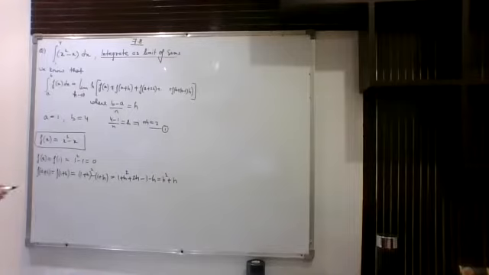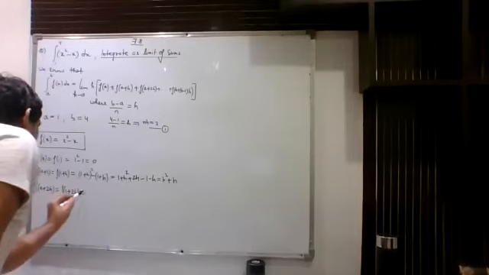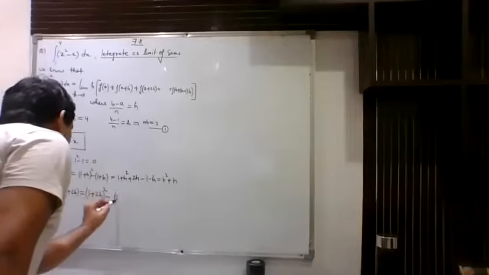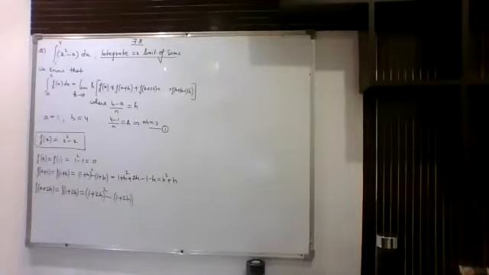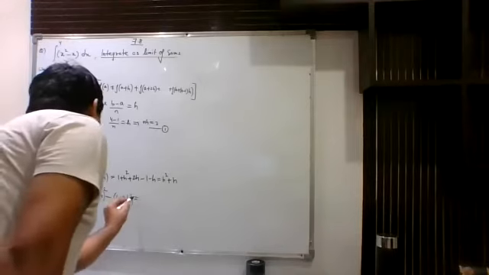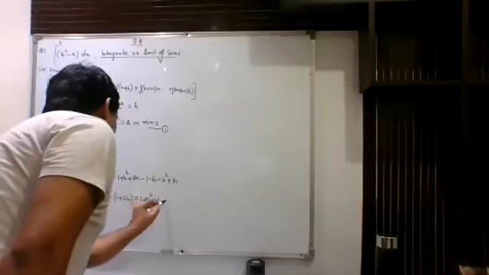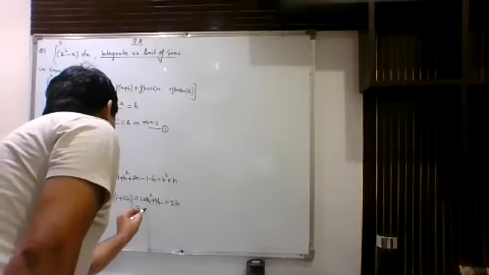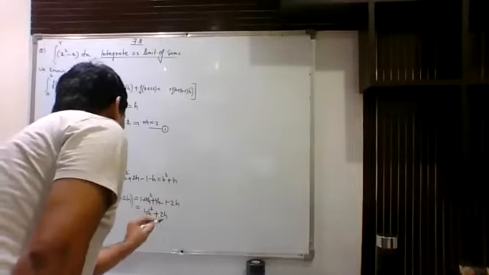Now let us find out the next iteration, f of a plus 2h. So this is f of 1 plus 2h, that can be written as (1 plus 2h) square minus (1 plus 2h). So let us do further calculation in this. When you do calculation, it will be equal to 1 plus 4h square plus 4h minus 1 minus 2h, which can be written as 4h square plus 2h.